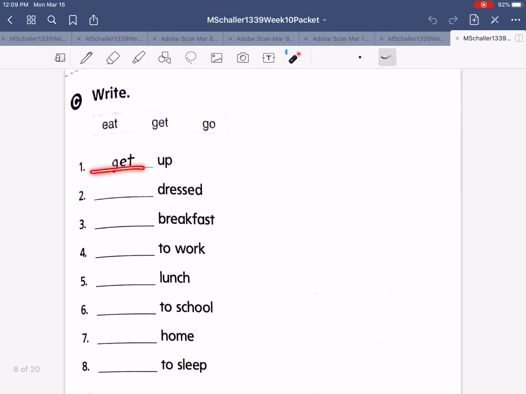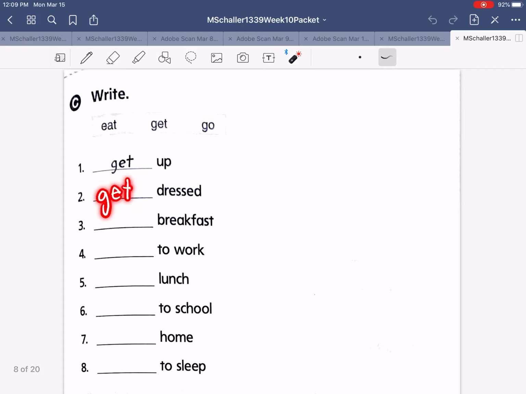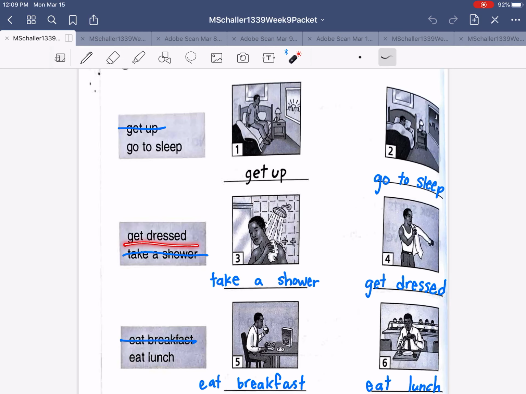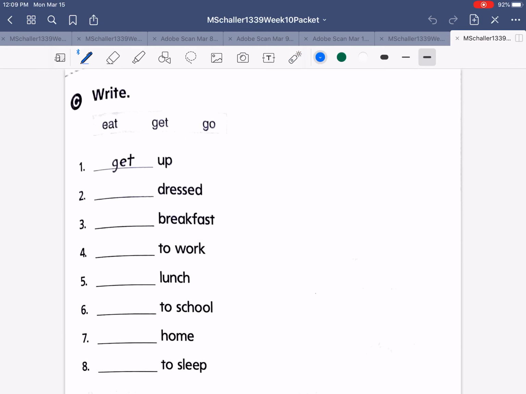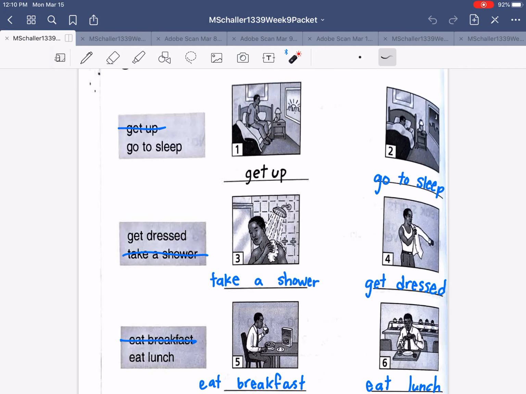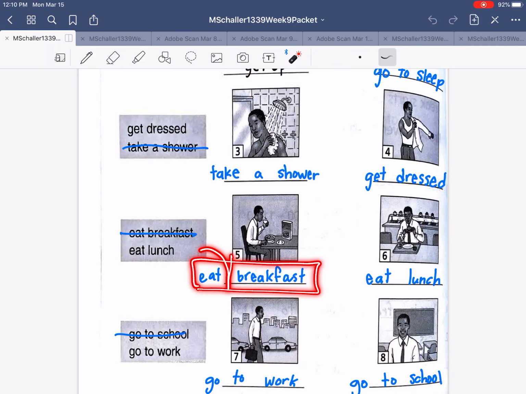So number one, it was blank up. So that one is get up. Number two, blank dressed. Is it eat dressed? Is it get dressed? Or is it go dressed? You can check here. Get dressed. So that one is get as well. Number three, blank breakfast. Is it eat breakfast, get breakfast, or go breakfast? Remember, breakfast is food. Eat breakfast.